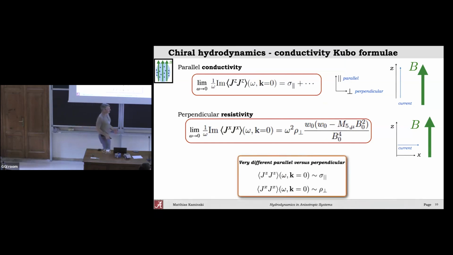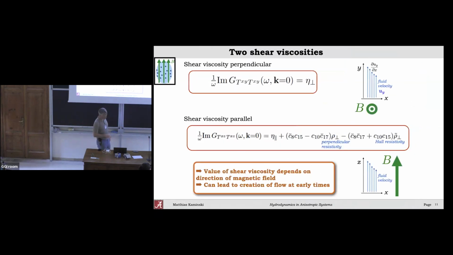Okay, so the upshot here is that you get very different behavior and very different Kubo relations in the transverse versus the longitudinal direction in relation to the anisotropy. So not only are the Kubo relations very different, but also the values of the transport coefficients. So I'll show you those once we move to the holographic model. But for now, I just want to point out.